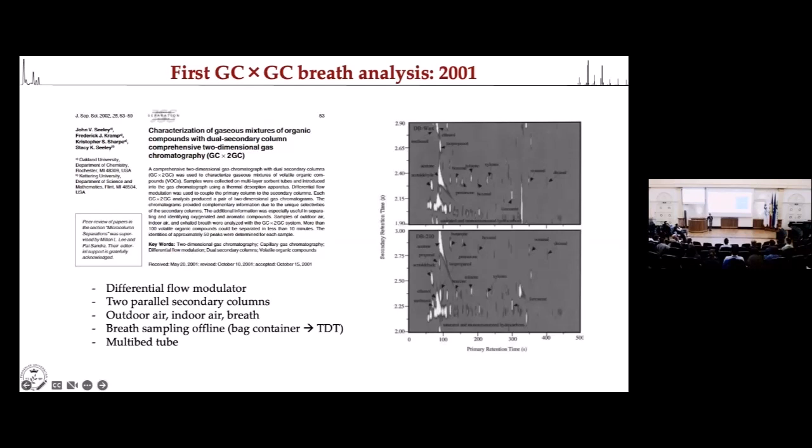I want to remember that breath analysis is a very ancient topic, with the first hypotheses elaborated just by smelling fluids. But also with modern technology, with GC×GC, the first proof of this sampling appeared in the early 2000s by John Seeley, who used at that time his differential flow modulator with the dual loop and dual secondary column configuration, sampling, trapping these volatiles in multi-bed tubes. These were the first chromatograms down there.